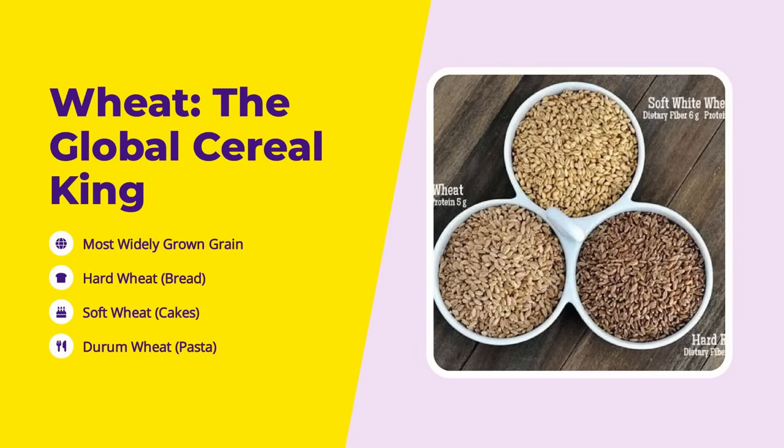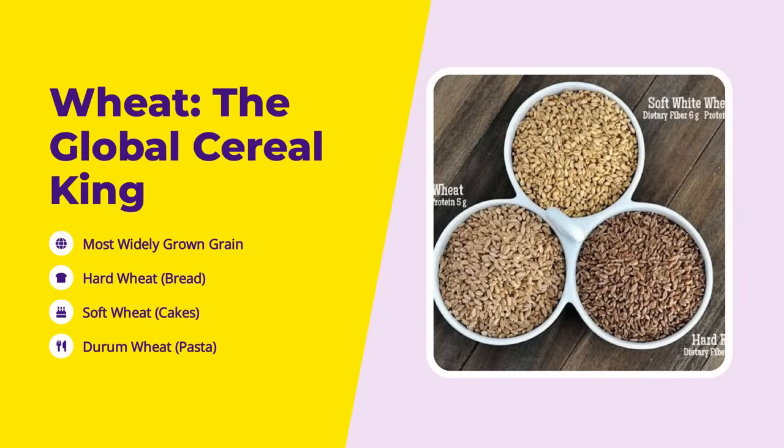The slide introduces three important types of wheat. The first is hard wheat. Hard wheat contains a high amount of protein, particularly gluten forming proteins. Because of this, it develops a strong gluten network that gives bread its elasticity, structure, and excellent loaf volume.